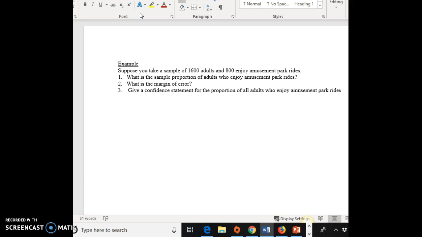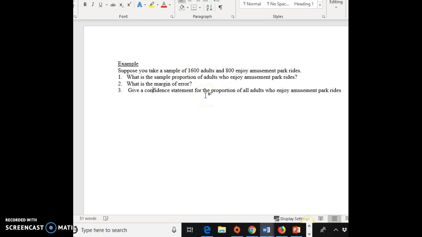Suppose you take a sample of 1,600 adults and 800 enjoy amusement park rides. We want to know, first of all, what is the sample proportion of adults who enjoy amusement park rides? Second, what is the margin of error? And third, we want to give a confidence statement for the proportion of all adults who enjoy amusement park rides. Okay, so let's start with part one.